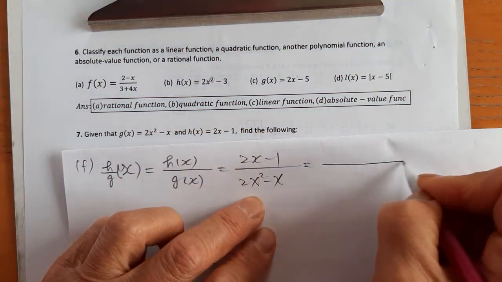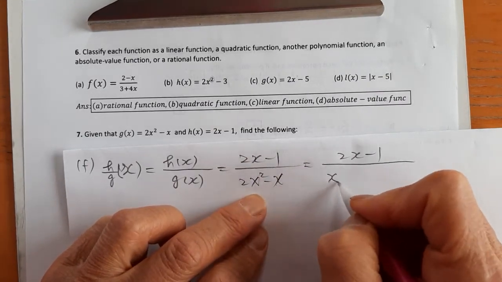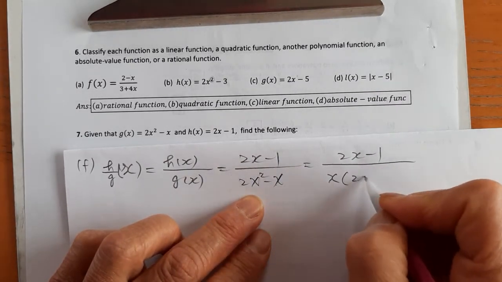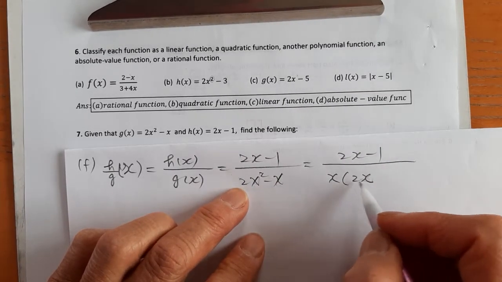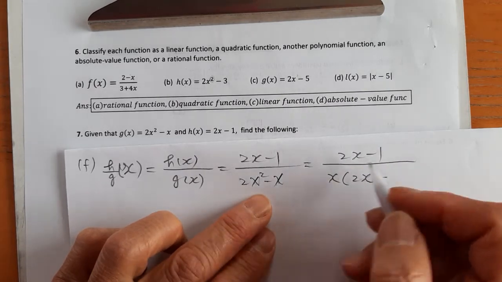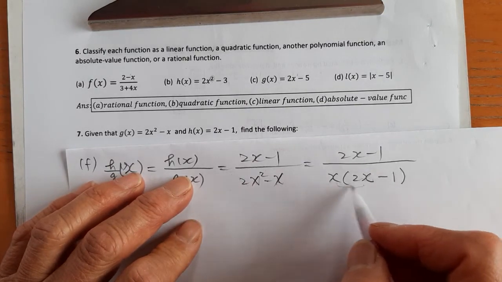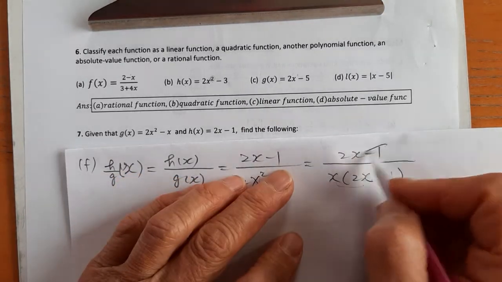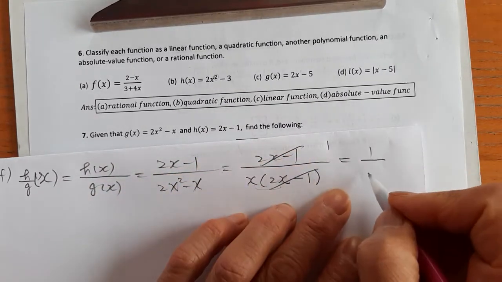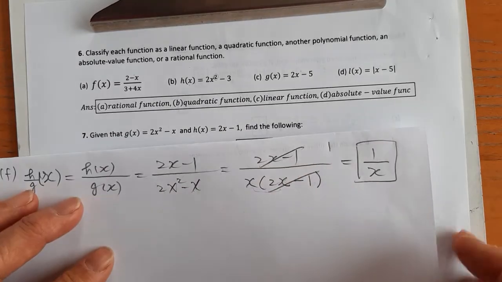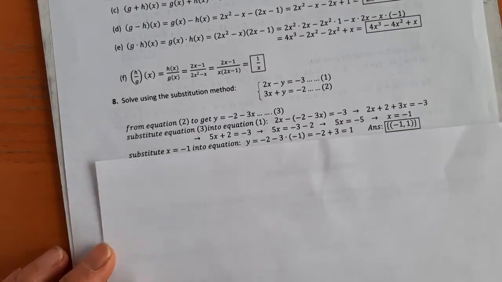Then factor out the common factor, x, from x squared and x. Common factor x taken out, the remaining is 2x, divided by x, so still 2x. Minus, still minus. X over x is 1. You can check it. X times 2x is 2x squared. X times 1 is x. Then reduce 2x minus 1. So we got 1 over x. So that's question 7.